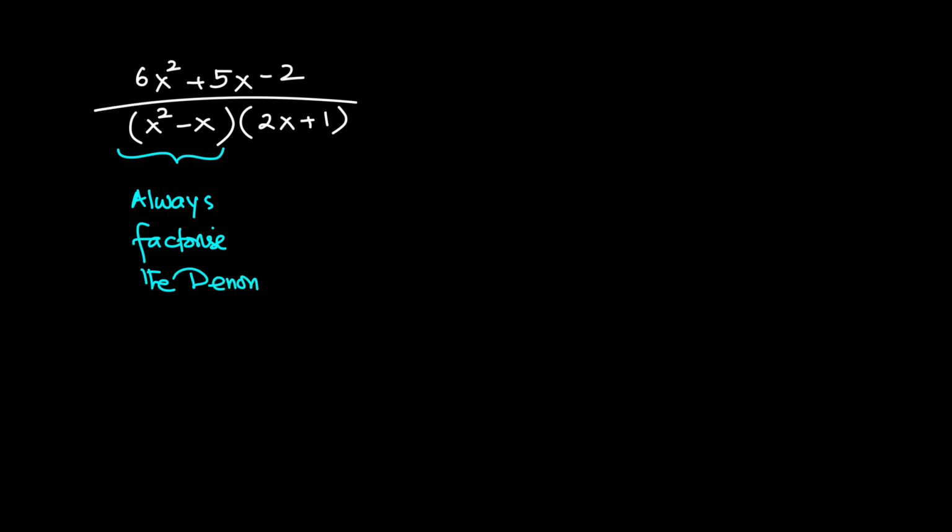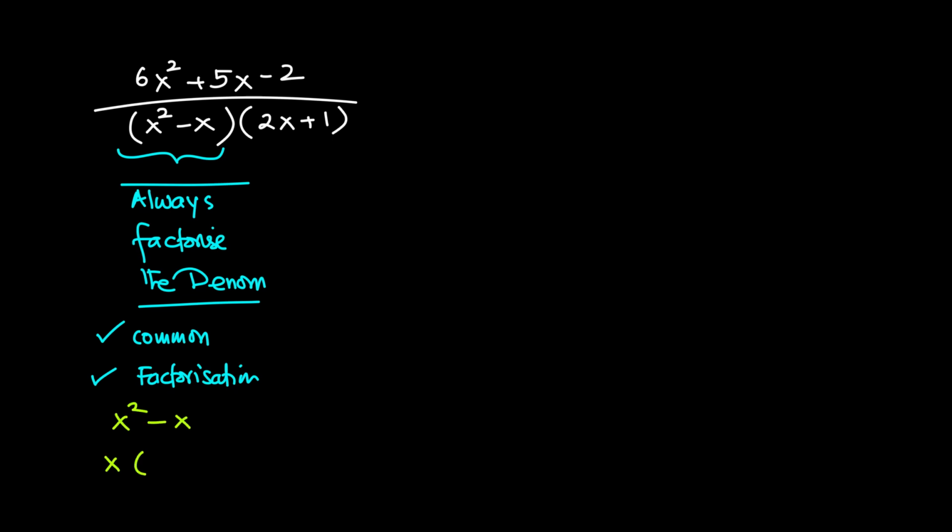So when we factorize the denominator, it could either be by taking common, or it could be by factorization. It could be middle term, it could be difference of two squares. Over here, this is simply taking common. X squared minus x is simply x times x minus 1. It was a simple working. So therefore, this question would proceed like this.